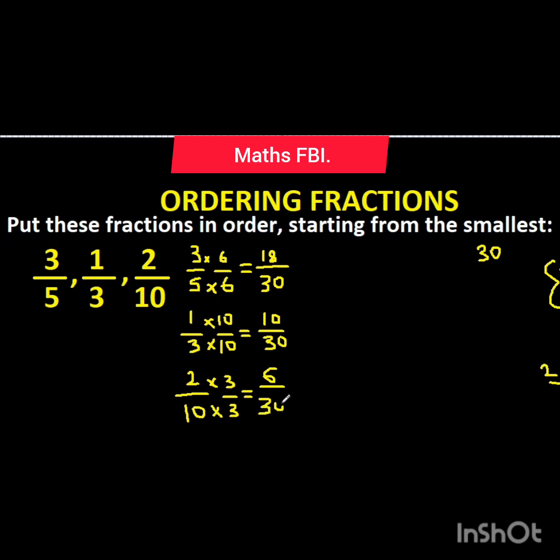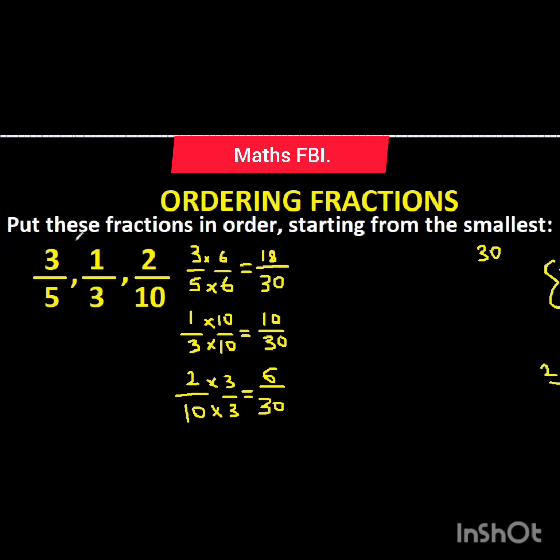Now, having done this, you would observe that they all have 30 as their common denominator. They all have 30 as their denominator respectively. Now, having got their denominator to be 30, the value of the numerator is where we focus in order for us to know their sizes, to know their magnitude.